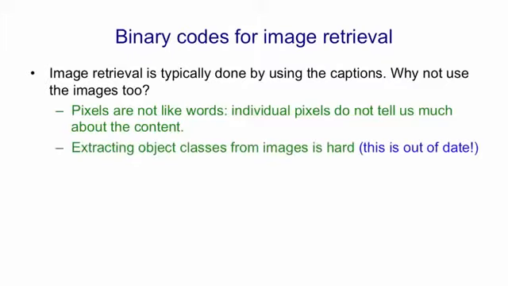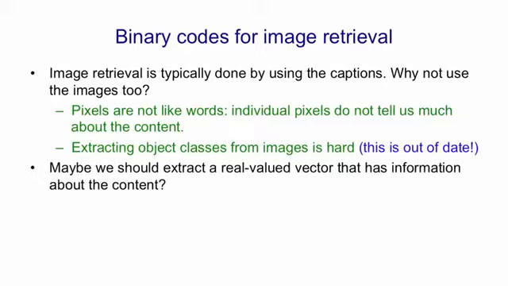Obviously, if we could recognize the objects in the images, then we'd have things that were much more like words. But recognizing objects is hard. At least it was when we first did this work. Now deep neural nets have got much better at it, and so that may well be the way to go.